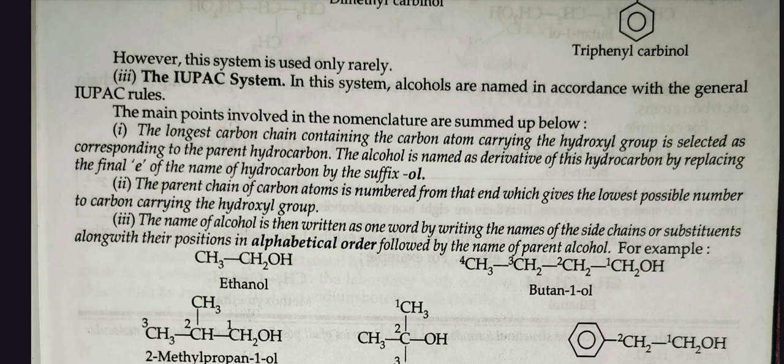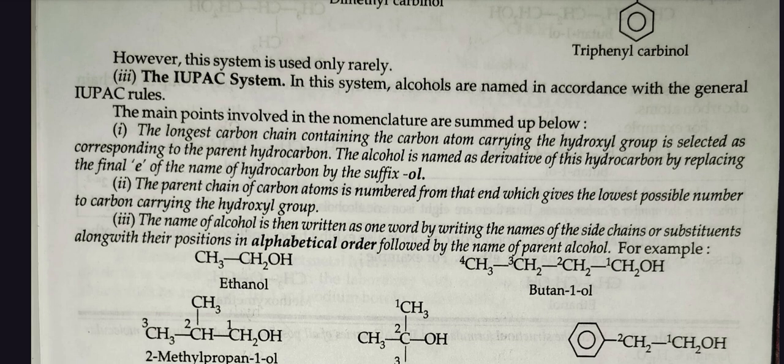The main points involved in the nomenclature are summed up below. First, the longest carbon chain containing the carbon atom carrying the hydroxyl group is selected as corresponding to the parent hydrocarbon. The alcohol is named as a derivative of this hydrocarbon by replacing the final e in the name of the hydrocarbon by the suffix ol. Second, the parent chain of carbon atoms is numbered from that end which gives the lowest possible number to the carbon carrying the hydroxyl group.